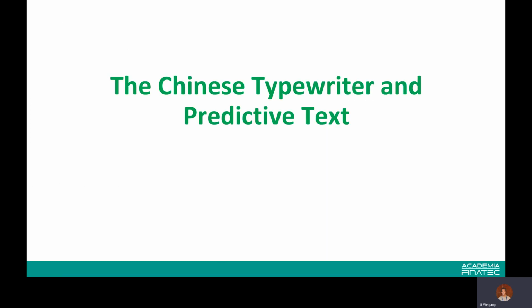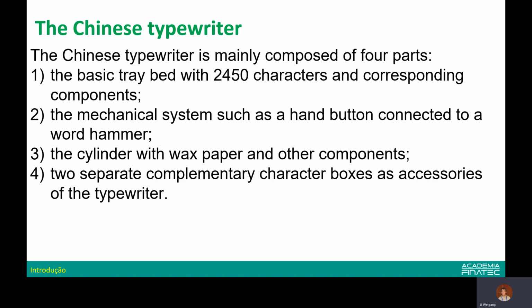Chinese typewriter and predictive text. The Chinese typewriter is mainly composed of 4 parts. 1. The basic typewriter with 2,450 characters and corresponding components. 2. The mechanical system, such as the hand button connected to the word hammer. 3. The cylinder with wax paper and other components. 4. Two separate complementary character boxes as accessories of the typewriter.